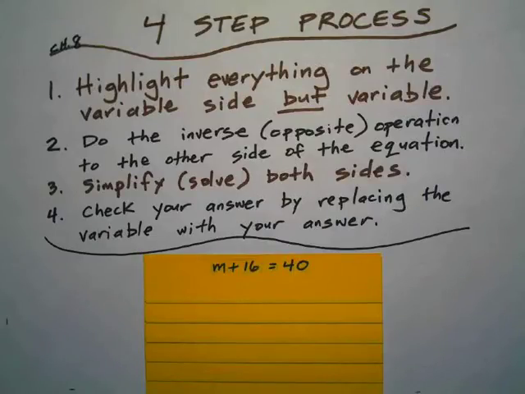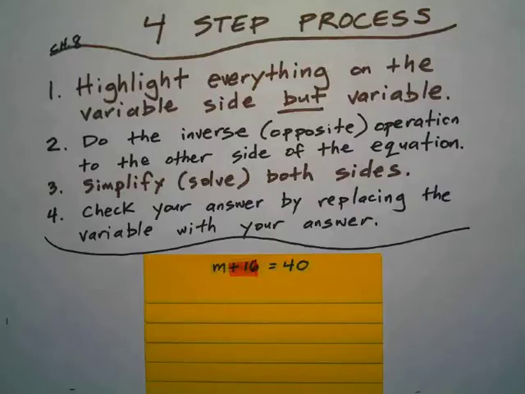The first step says highlight everything on the variable side but the variable. You can see right here, here's the variable. So what we're going to do is highlight plus 16, to identify that this is the operation that we need to get on the other side of the equation.